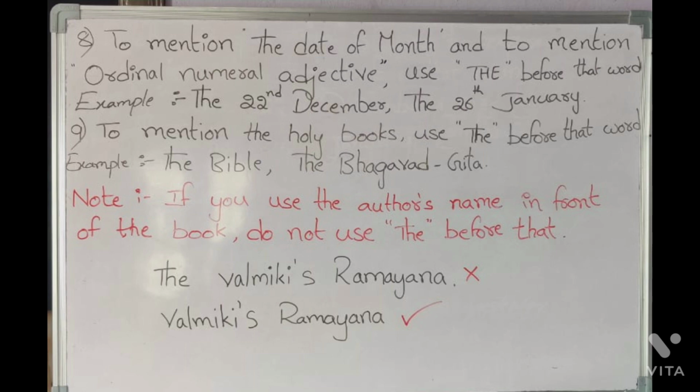In some cases, we use the same word to mention the language as well as the people of a country. In such cases, use "the" before the people but not before the language. China is a country, Chinese is a language. "The Chinese" you can use for the people but not for the country. England is a country and English is a language. So "the English," not "the England." That's wrong again. So this is how we use the article for the people, not for the language.